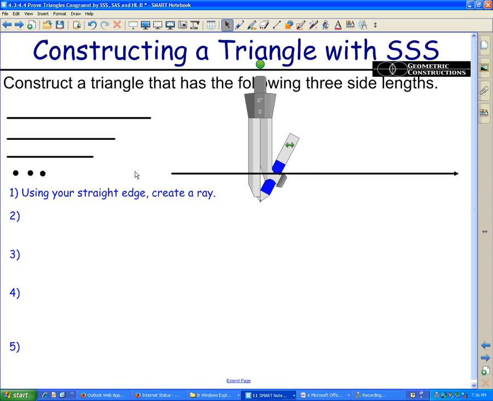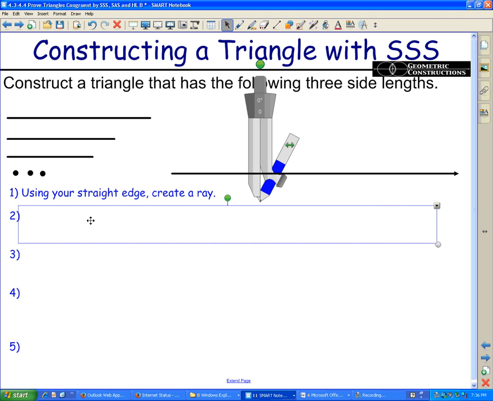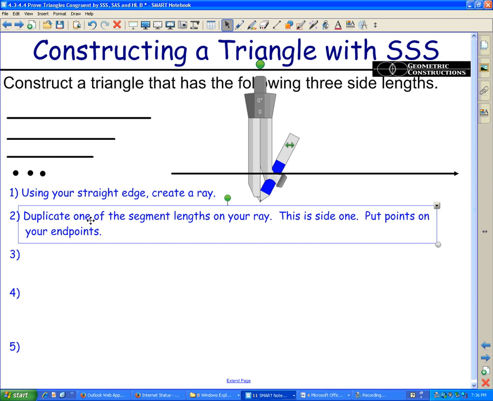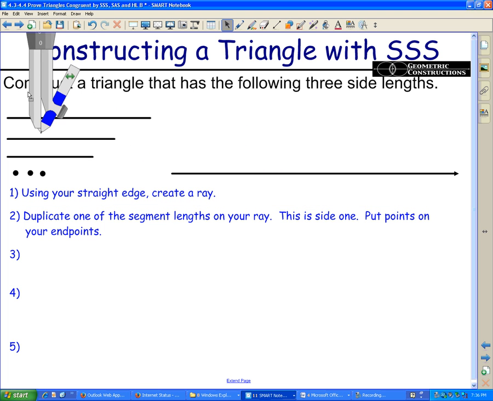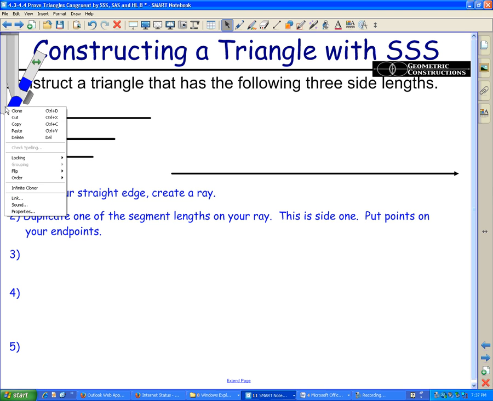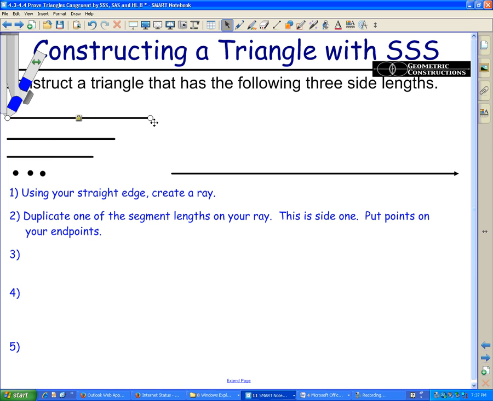Okay? Step 2. You pick any of the 3 sides, doesn't matter which one, and duplicate one of those segments on your ray. So far, this is really just going back to earlier in the semester and reproducing that very first construction we learned, duplicate a segment. So we'll get the edge put up there. We'll open her up to get that length. Perfect.